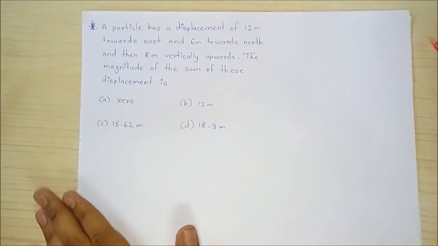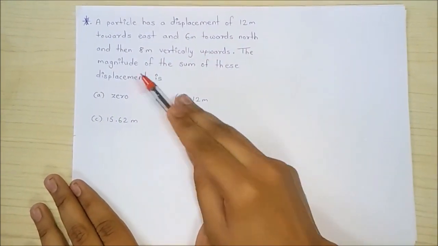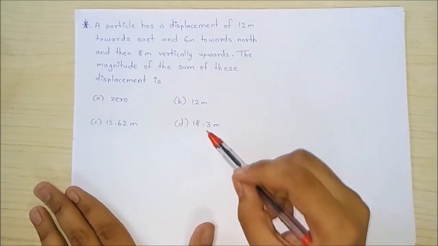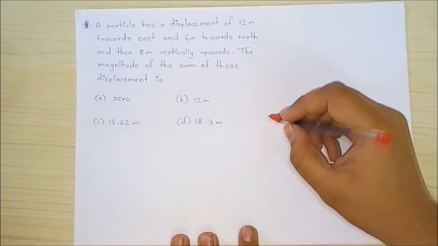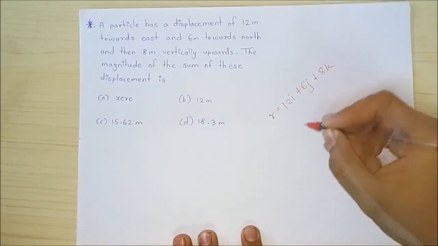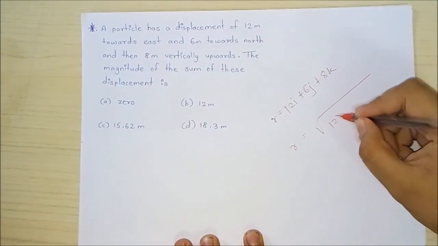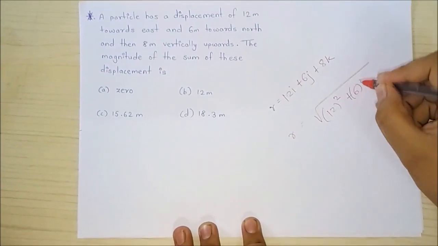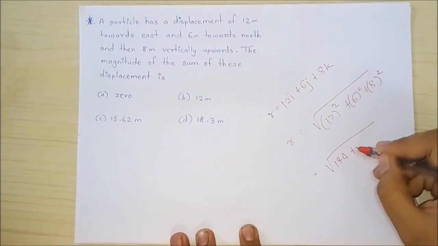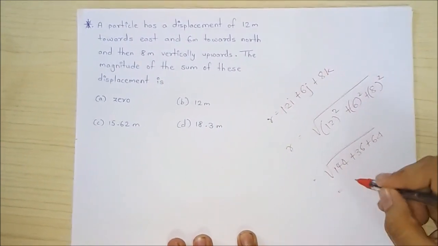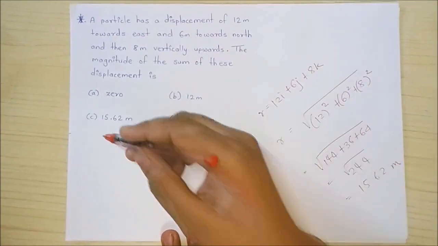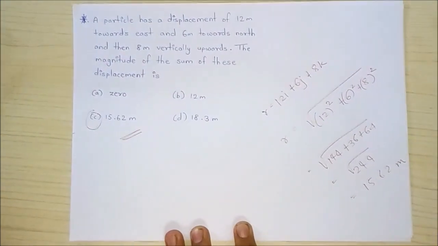A particle has displacement of 12 meter towards east, 6 meter towards north and 8 meter vertically upwards. The magnitude of the sum of these displacements is? Now to solve this question, we know that R is equal to 12i plus 6j plus 8k. So R is equal to square root of 12 square plus 6 square plus 8 square, that is square root of 144 plus 36 plus 64, which is equal to square root of 244, which is equal to 15.62 meter. So option C, 15.62 is the correct answer.